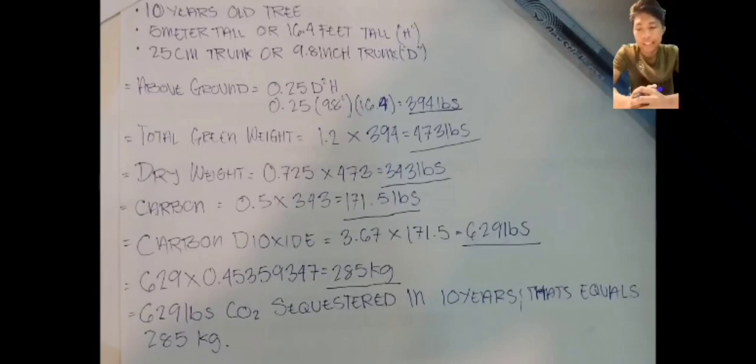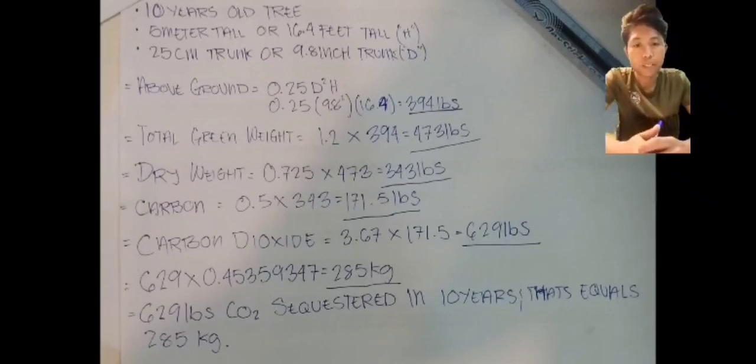Example, we have a 10 years old tree with a height of 5 meters or 16.4 in feet and a diameter of 25 centimeters or 9.8 in inches. Sa akong gi-ingon ganina, ang height dapat naka-feet ug ang diameter is naka-inch. Kung magkuha ta sa atong above ground, naka-pounds na siya.